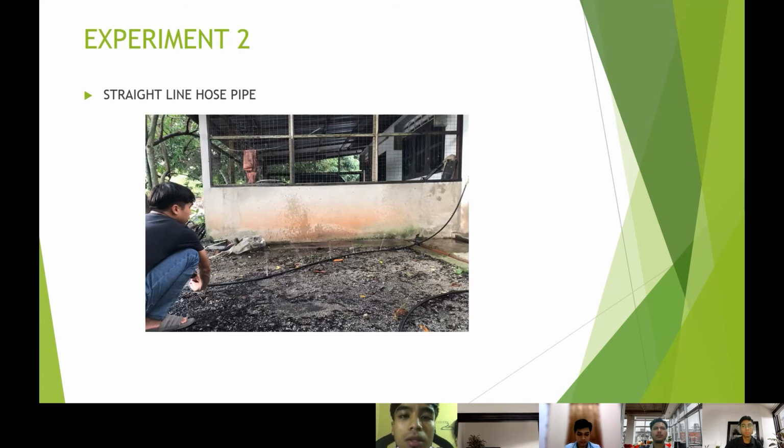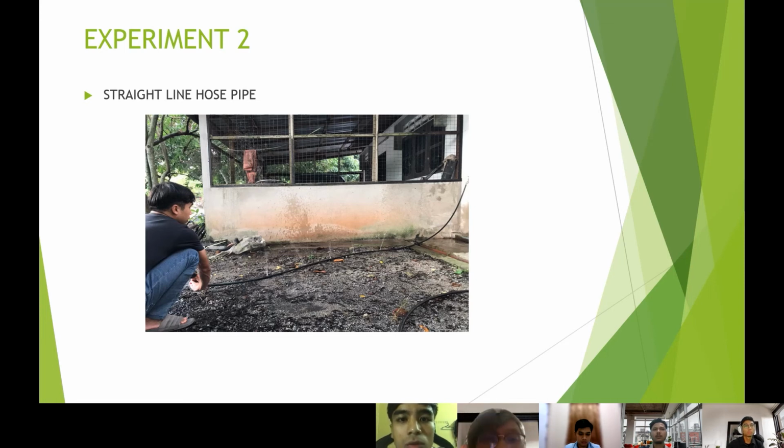Next, I will tell about experiment 2, which is the straight line hose pipe. First, we prepare the hose pipe in a straight line and we make 5 holes all the way along the straight hose pipe. Into each hole we put a single connector, and the hole size is 3 mm. From this experiment, we can get the volume of water flow at every hole and the time taken.